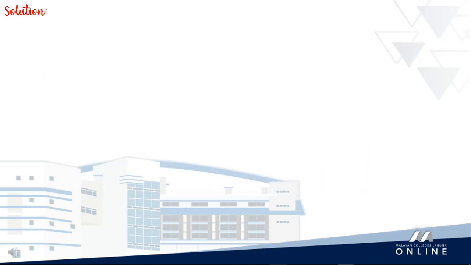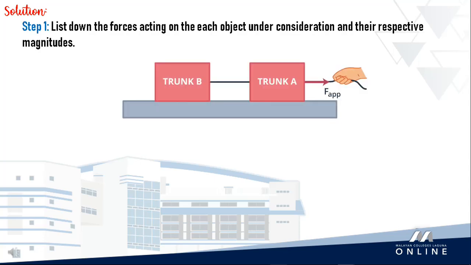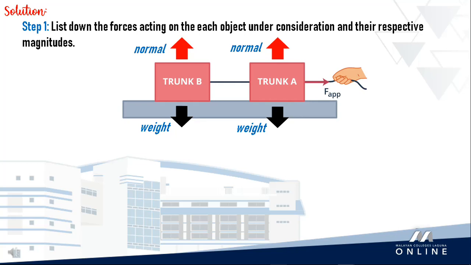Again, since there are two objects involved, it is necessary to draw the two free body diagrams individually. To do this, we can list the forces acting on each object under consideration along with their respective magnitudes. For both of the trunks, they have weight, of course, the downward pull. Opposite to weight is the normal force, which the two also have. Both of the trunks are connected by a cord. Therefore, both have tension force. But only for trunk A is there an applied force. And those are the forces present in this situation.